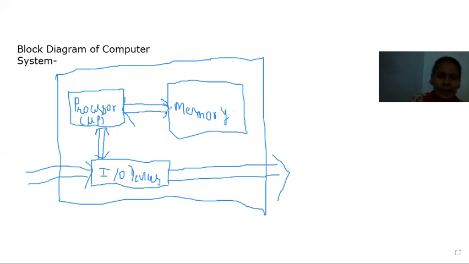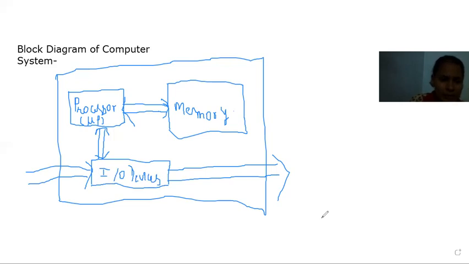Next section is the memory. We know very well memory is used to store programs, data in the form of 0, 1. And this is the block for processor.